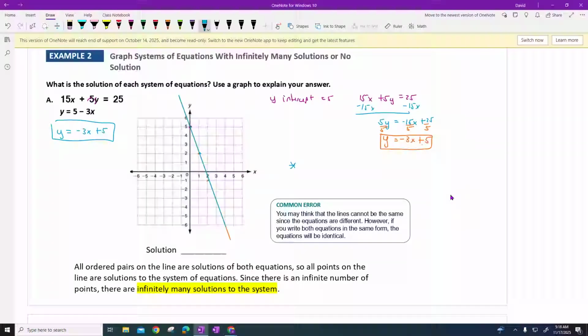Okay, so on infinite solutions, I'm going to put a star here, is when the slopes are the same and y-intercepts are the same. Then I have infinitely many solutions. Any line or any point on that line will work in both of these equations. If you wanted to check, pick a nice easy one like this one, 1, 2.